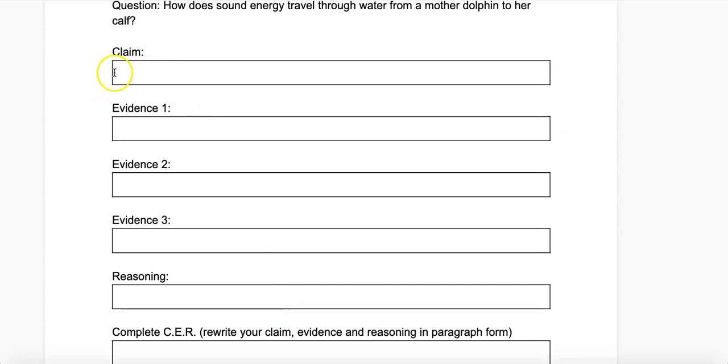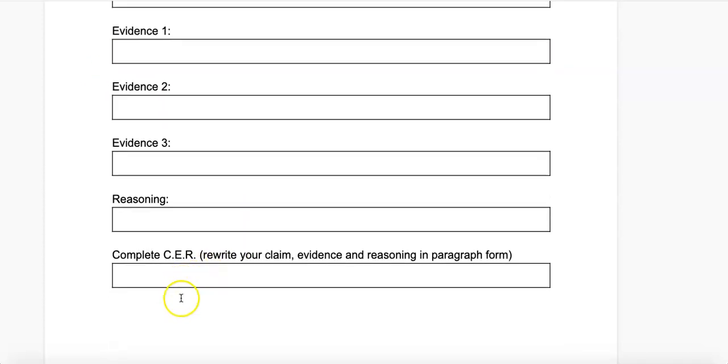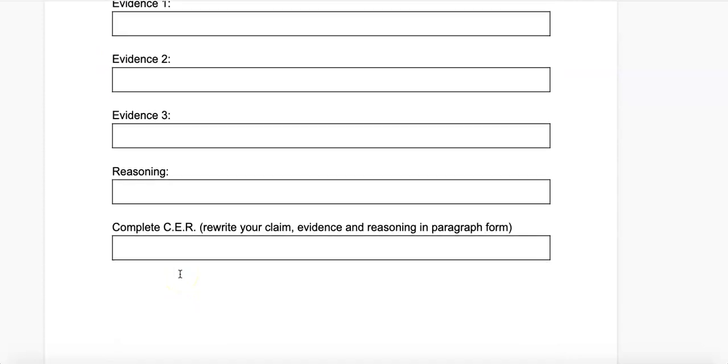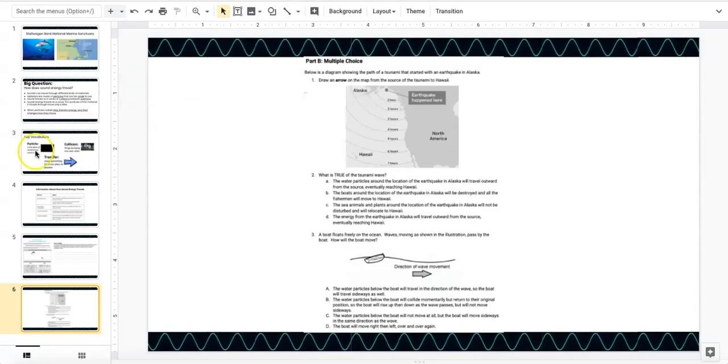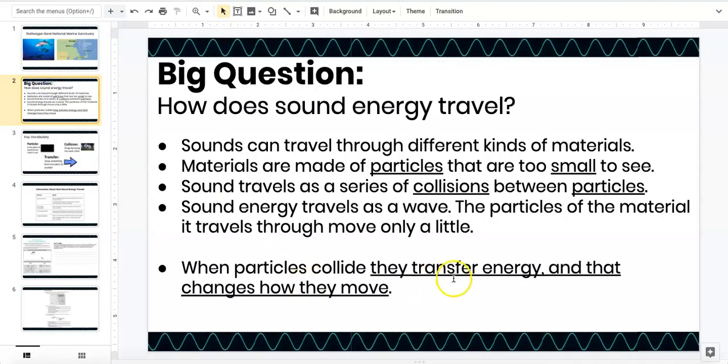We do not pull them apart. They should not be disconnected. It should be in paragraph form. So that's what you're going to do on your own. So here's our question again. How does sound energy travel through water from a mother dolphin to her calf? Now, I remember from the slideshow us talking about how sound energy actually travels.